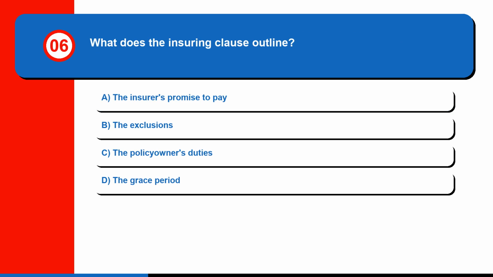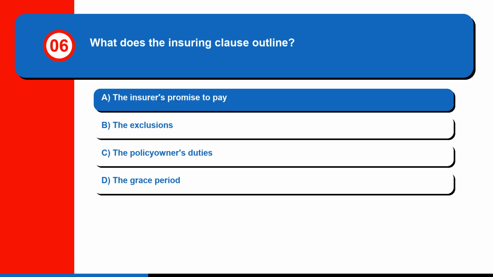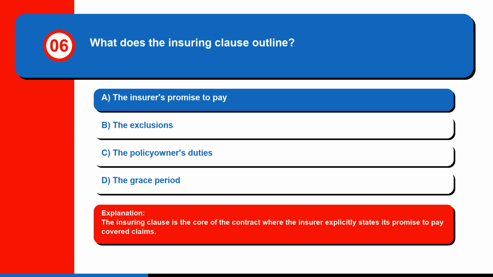Question 6. What does the insuring clause outline? A. The insurer's promise to pay. B. The exclusions. C. The policy owner's duties. Or D. The grace period. The correct answer is A. The insurer's promise to pay. The insuring clause is the core of the contract where the insurer explicitly states its promise to pay covered claims.